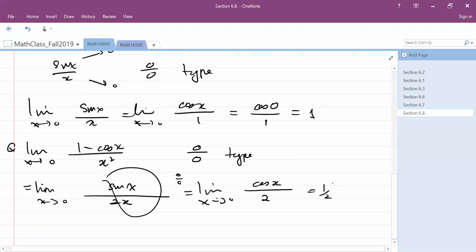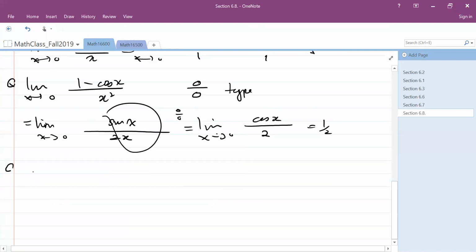All right, so next one. Let's try this. Find the limit as x approaches 1 of x minus 1 over natural log of x. Without using L'Hopital's rule, I think it's very difficult to find the limit.